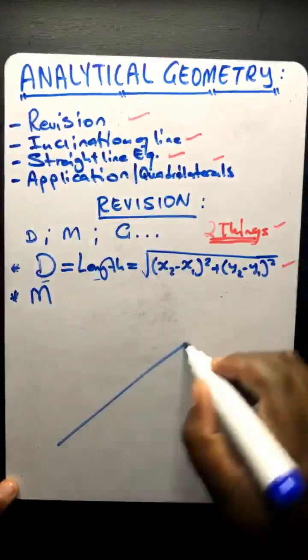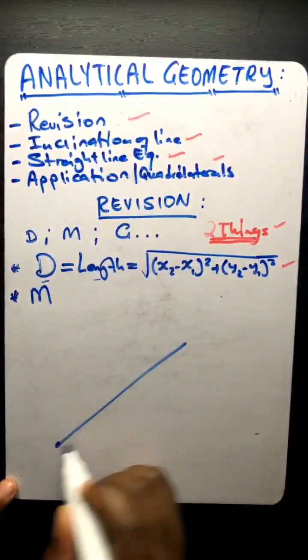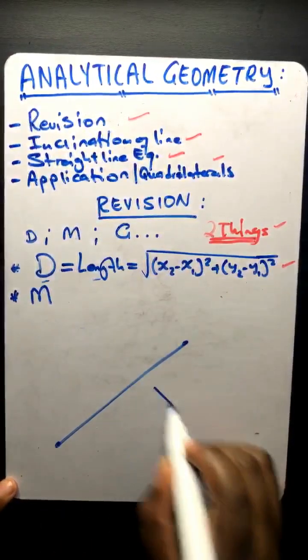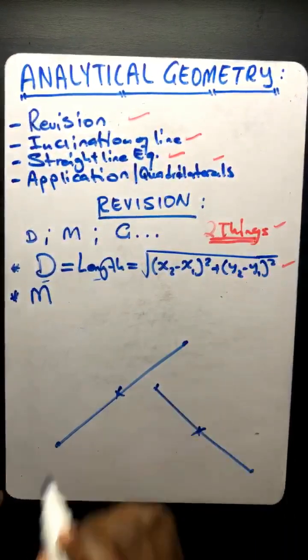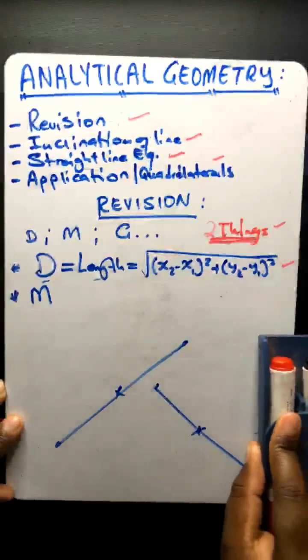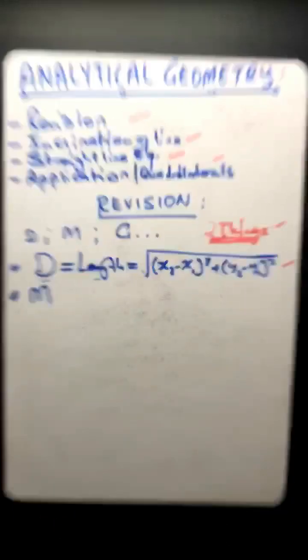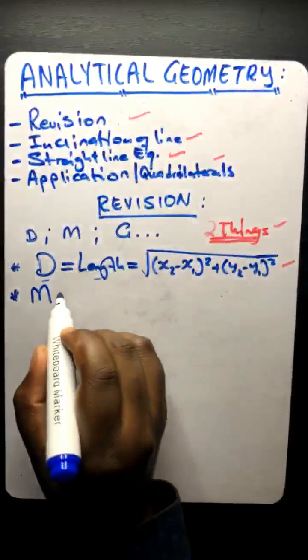It doesn't matter whether the 2 points have got that angle or that angle. You just know the middle point between those 2 points is what we call the midpoint. So what is the formula?